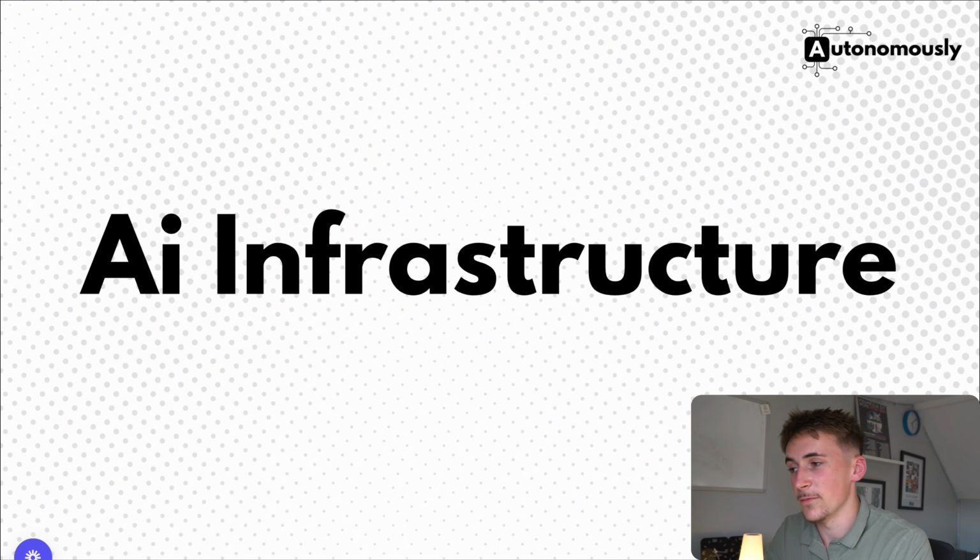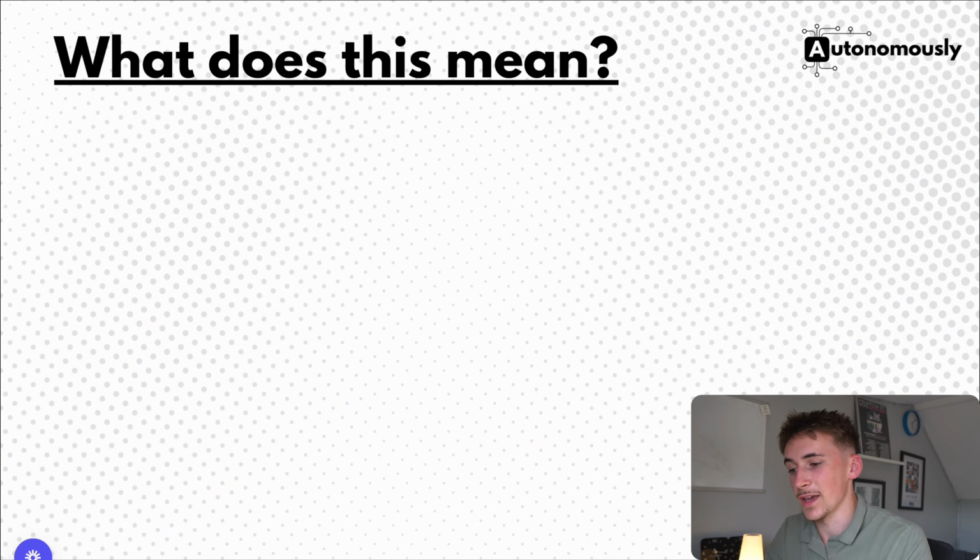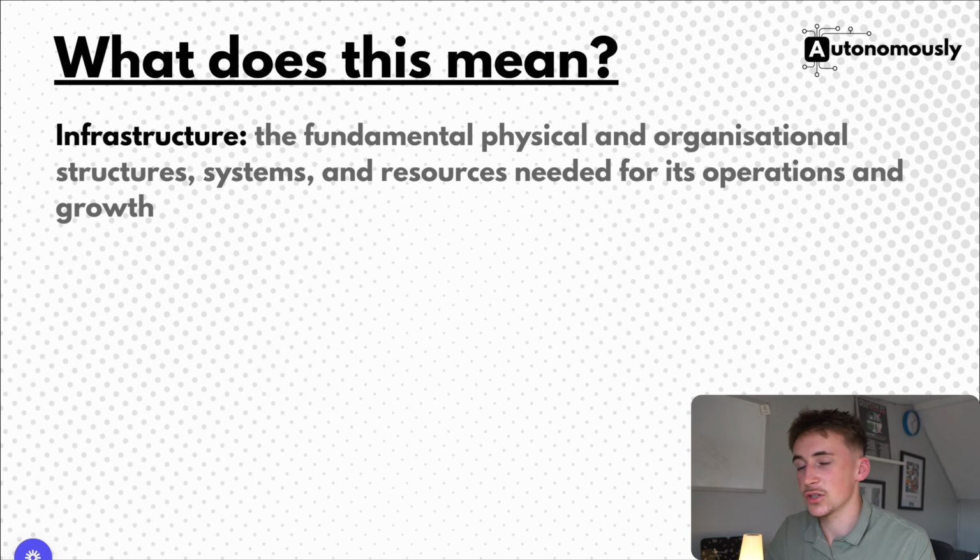So now onto AI infrastructure. What actually is that? What does that even mean? Infrastructure, as a term, basically means the fundamental and physical organizational structures, systems, and resources needed for its operations and growth. And when it says 'its,' that refers to a company or a business. So basically, it's the fundamental things that a company needs to operate and grow with: the systems, the structures, the resources, that kind of stuff. That's what we mean when we say infrastructure.